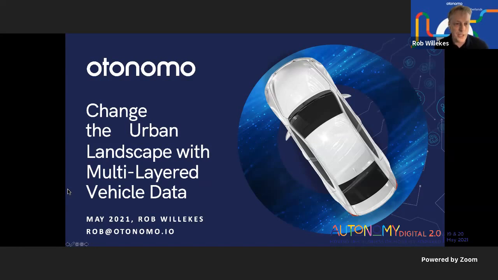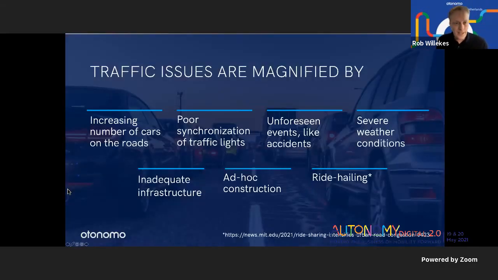Thank you for joining this session and taking your time to understand a little bit more what connected car data can have, and especially on a multi-layered level, and how it can help change the urban landscape within cities. The objective of this session is to give you an outline on the types of data that we can collect from connected cars, and also what you can do with it, what kind of use case it serves, and how Otonomo works, and how you can obtain that multi-layered vehicle data.